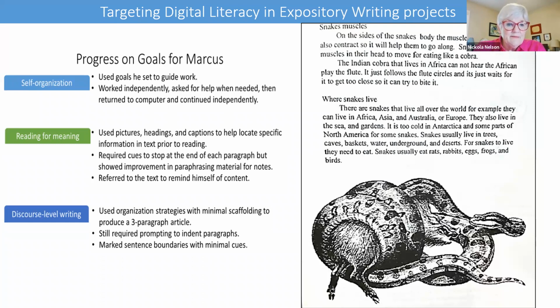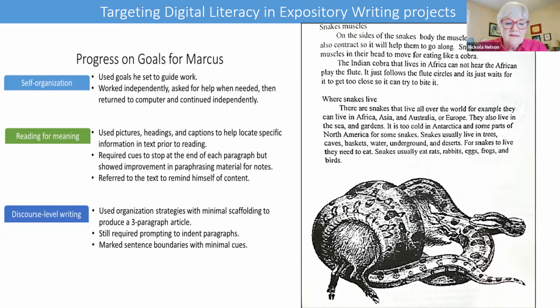He was able to read for meaning. He still had to have cues to stop at the end of each paragraph and think about what he learned and by paraphrasing it, but he was getting better at paraphrasing the material for notes. And he referred to the text when he needed to remind himself of the content. He also was better at writing his 3-paragraph article, although he still needed some prompting for indenting paragraphs.